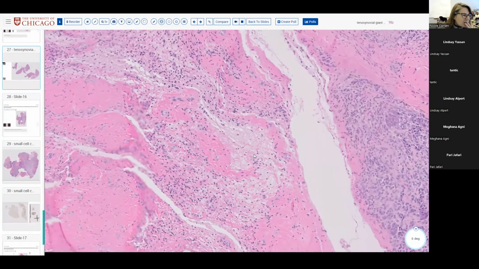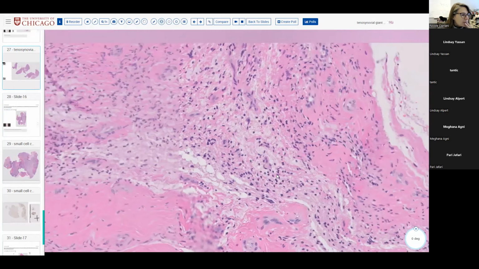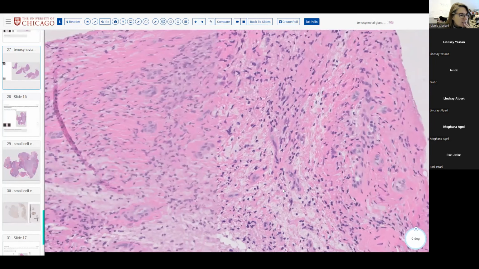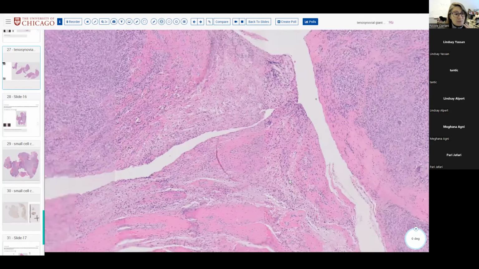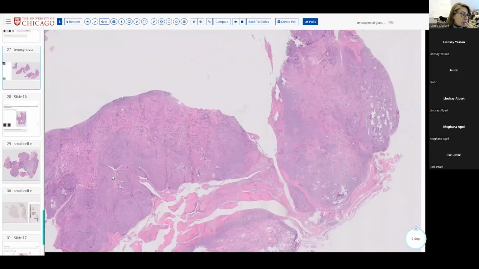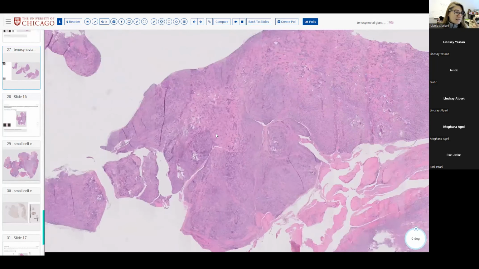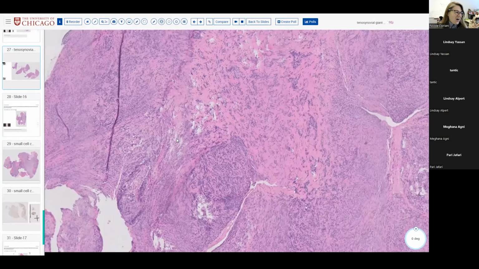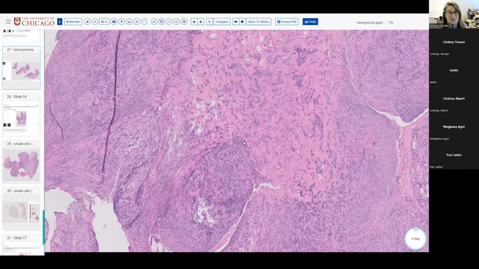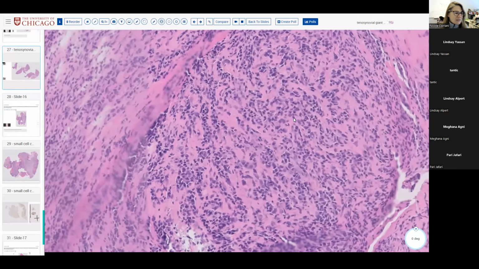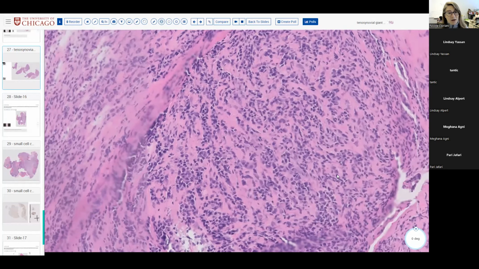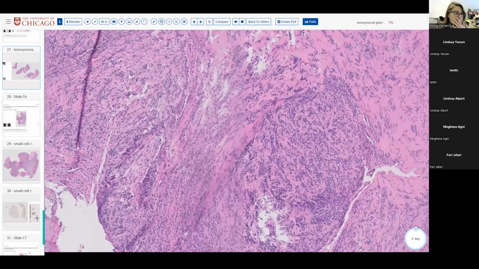Oh, maybe, no, that looks like myxoid change. Maybe there's a few foamy histiocytes. If you're lucky, you may see hemosiderin, but really, the histiocytes, the hemosiderin, and even the giant cells are not necessary to make the diagnosis of a giant cell tumor. Really, the neoplastic cells are this monotonous, monotypic histiocytoid cell population.